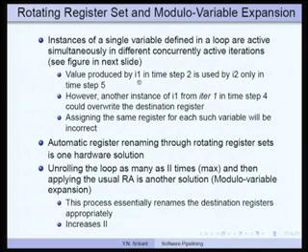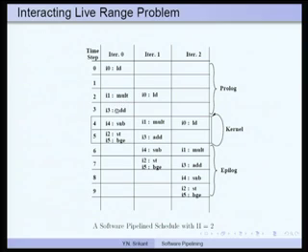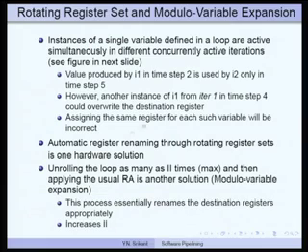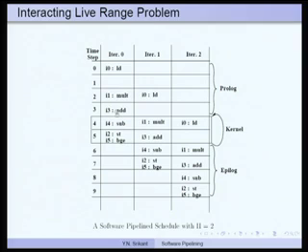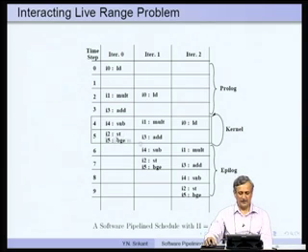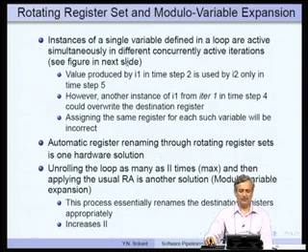In the figure, the value produced by I 1 in time step 2 is used by I 2 only in time step 5. So, here is the figure. I 1 produces a value in time step 2 and I 2 actually uses it only in time step 5. Okay. Now because of the software pipeline, another I 1 has already begun. This I 1 had produced a result, this I 2 had not yet consumed the result, but the next I 1 has already started. So, it should not happen that whatever I 2 is supposed to use is already overwritten by I 1 even before I 2 uses it. That is the problem here.